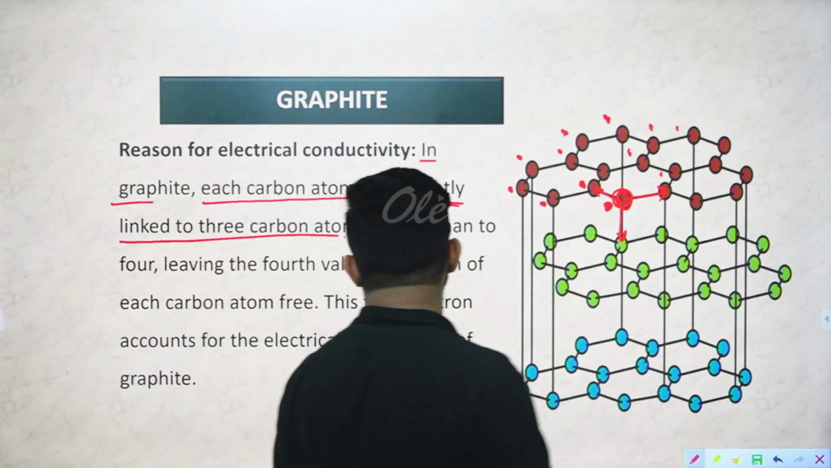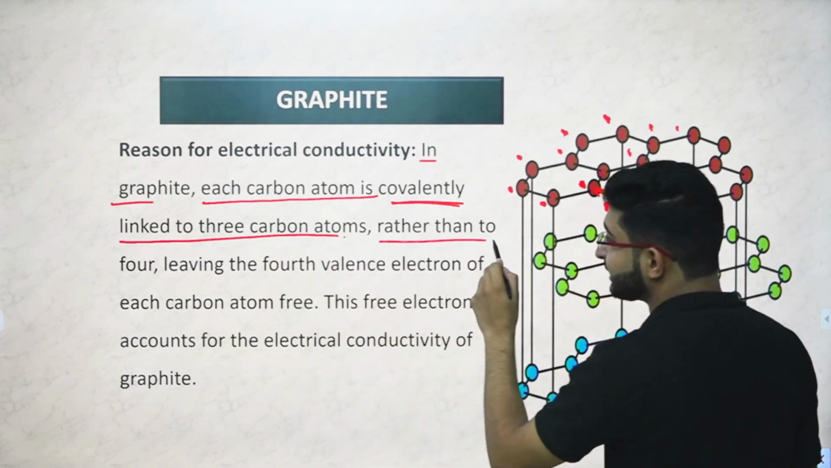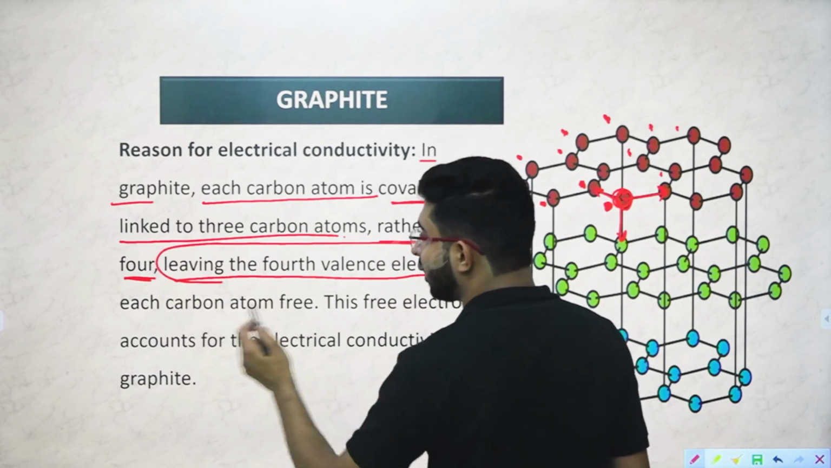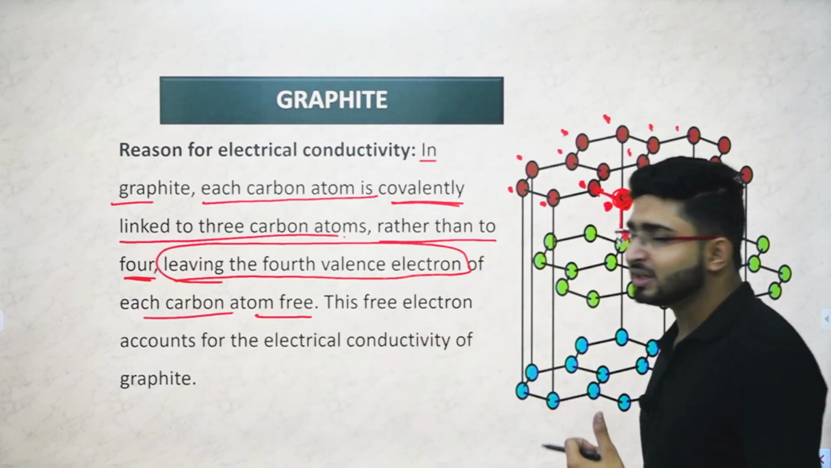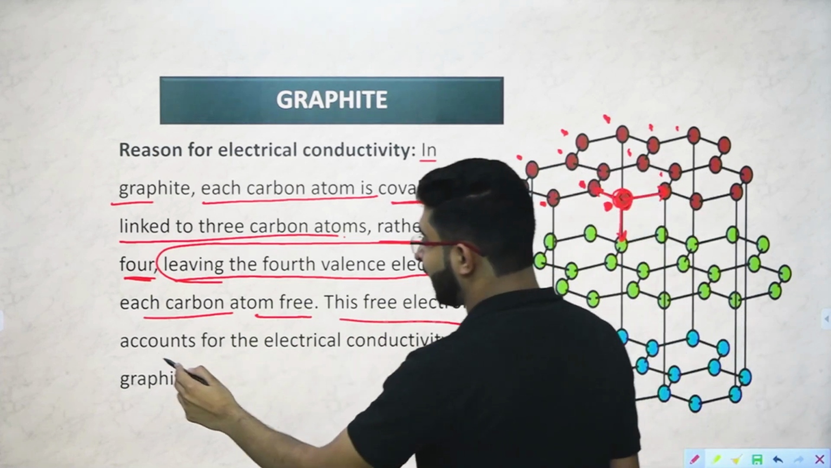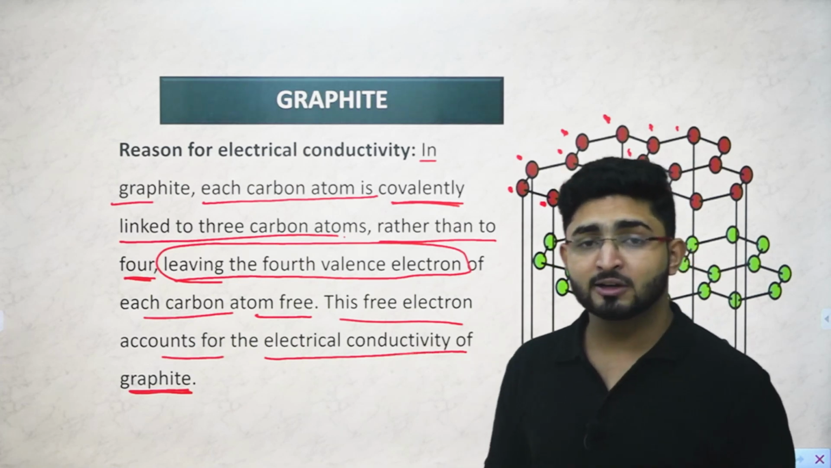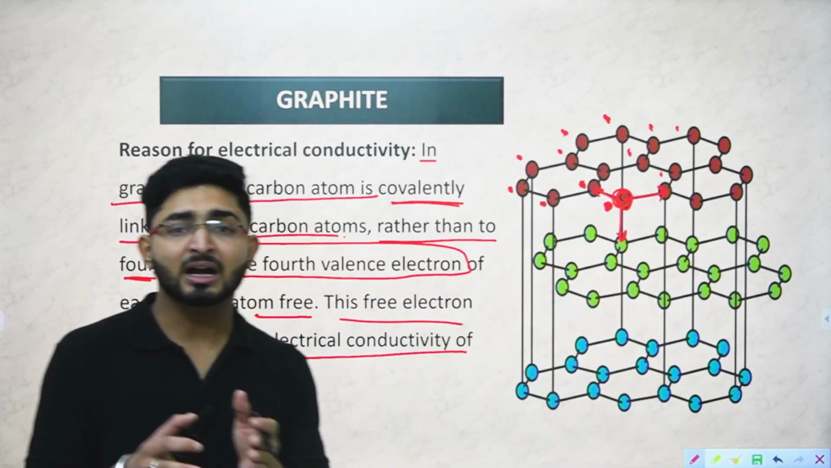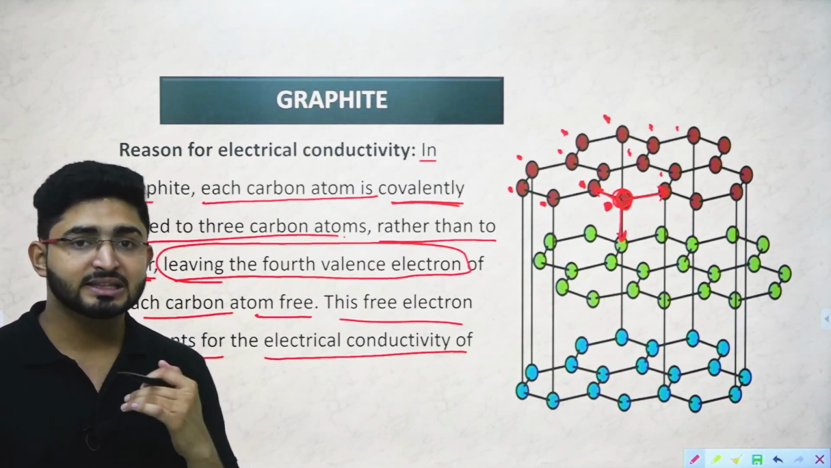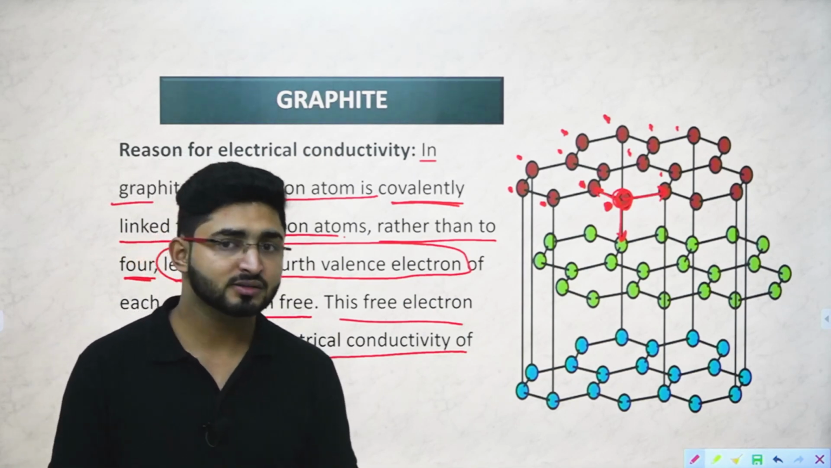Okay, you can see here also that it is covalently linked to 3 carbon atoms rather than to 4, leaving the 4th valence electron of each carbon atom free. So it is leaving behind the 4th electron free, and this free electron accounts for the electrical conductivity of graphite. That's why we can say that graphite is a good conductor of electricity. Okay, I hope you understood this point.